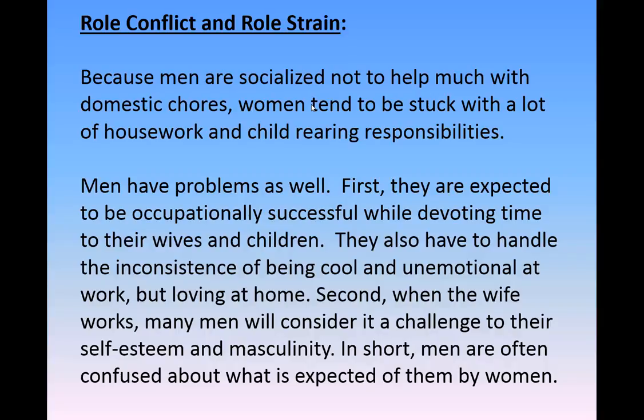Now, role conflict and role strain. Because men are socialized to not help out much with chores, women tend to get stuck with a lot of it, even when they're working full time. How many of you had parents who both had jobs when growing up? What percent of the housework did your dad do, would you say? Like none? My dad did most of the housework. Oh, he did. So men are expected to be successful at work and also devote time to their wife and children, and this can lead to some frustrations. And when the wife works, especially if she's making more money than her husband, some men consider that a challenge to their masculinity.